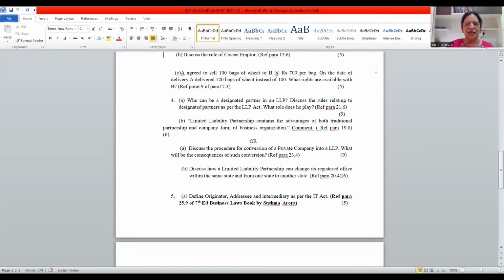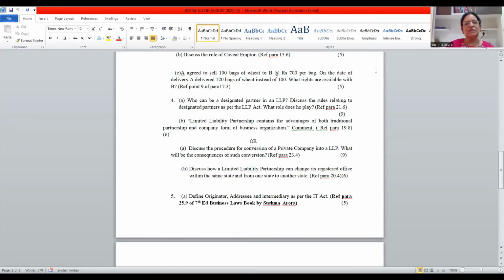That is, A agreed to sell 100 bags of wheat to B at 700 per bag. On the date of delivery, he delivered 120 bags. So this is the case of excess delivery of goods. The order was given for 100 bags, but in place of 100 bags, 120 bags were supplied. So the buyer will have the right to reject all the goods. The buyer will also have the right to accept what he has ordered, that is 100 bags, and the remaining 20 bags he can reject. In other words, we can say this is a case of defective delivery of goods. So defective delivery of goods provides some rights to the buyer.